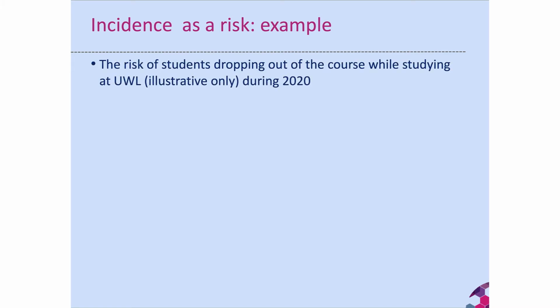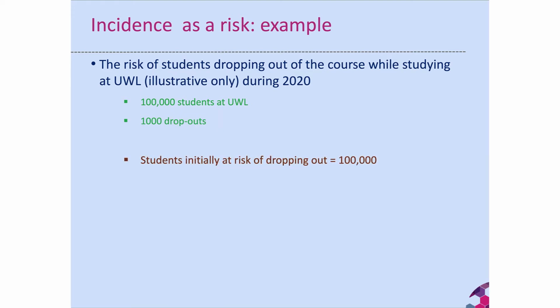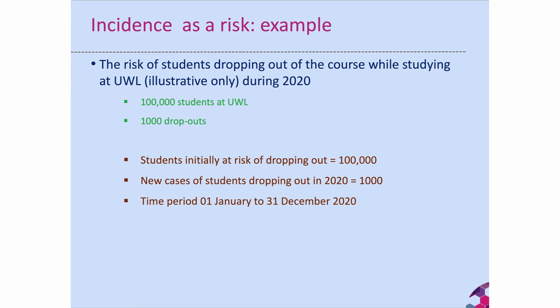So let's look at an example of incidence risk in more detail. So we have the risk of students dropping out of a course while studying at UWL, and this is for illustrative purposes only, it's not a real example. And so we have 100,000 students at UWL and we have 1,000 dropouts. And so the students initially at risk of dropping out is 100,000 because every student could drop out potentially. And the number of new cases of students dropping out in 2020 is 1,000, and the time period is the 1st of January to the 31st of December 2020.